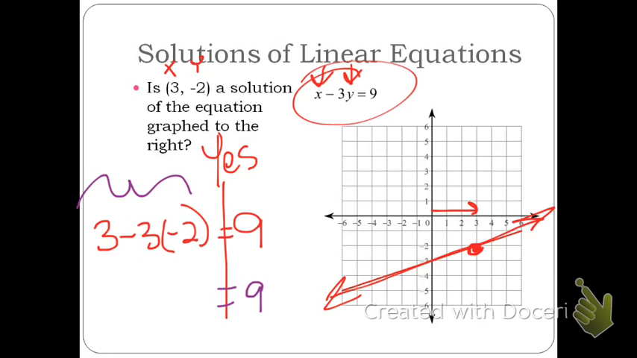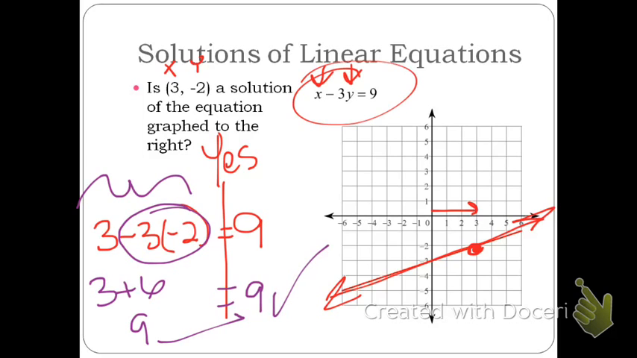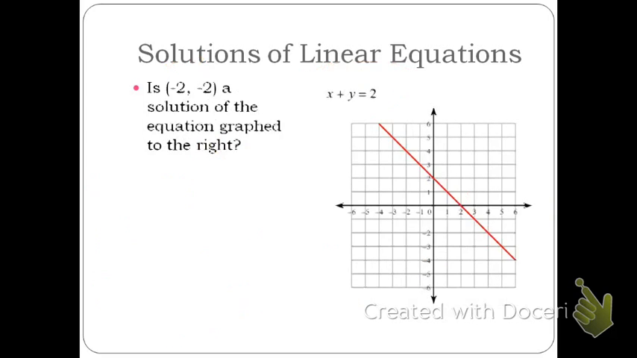Using your order of operations, parentheses first. I see a set of parentheses, but I only see one number in it. That doesn't really mean parentheses, it means multiplication. So what I would have to do is multiply my negative 3 times my negative 2 first. So negative 3 times negative 2 equals positive 6. 3 plus 6 is equal to 9. Well, 9 equals 9. So it's true. That is a solution. Let's try another one.